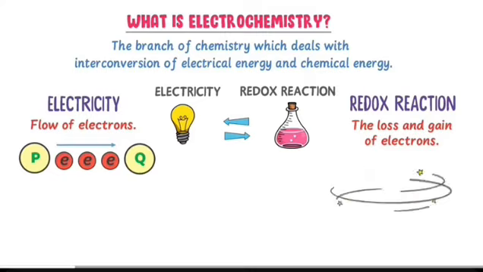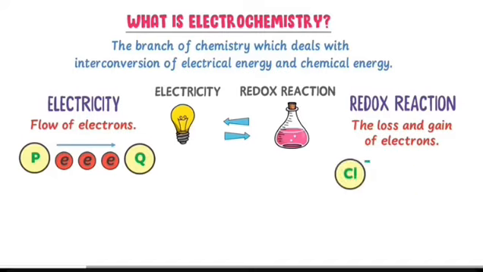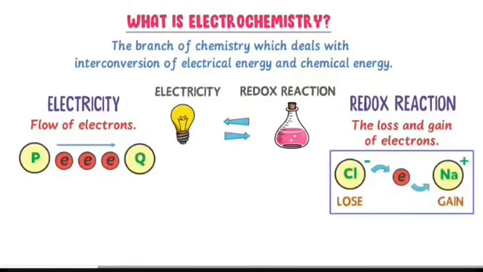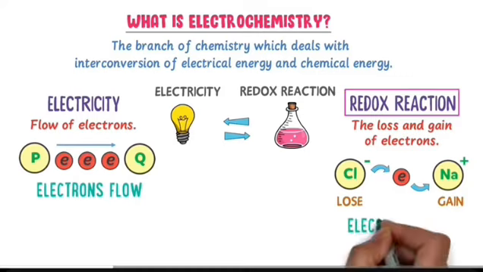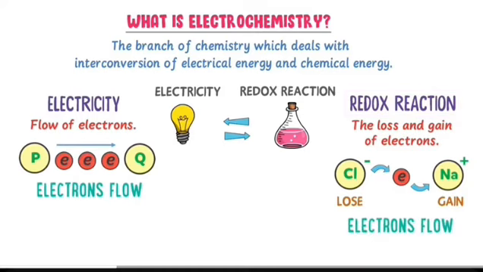I mean, when one atom or ion loses an electron and another atom or ion gains it, it is called a redox chemical reaction. For example, consider chlorine ion and sodium ion. Let chlorine ion lose an electron and sodium ion gain an electron. This is an example of a redox chemical reaction due to loss and gain of electrons. Now listen carefully. In electricity, electrons flow from one point to another point, while in a redox chemical reaction, electrons flow from one ion to another ion.